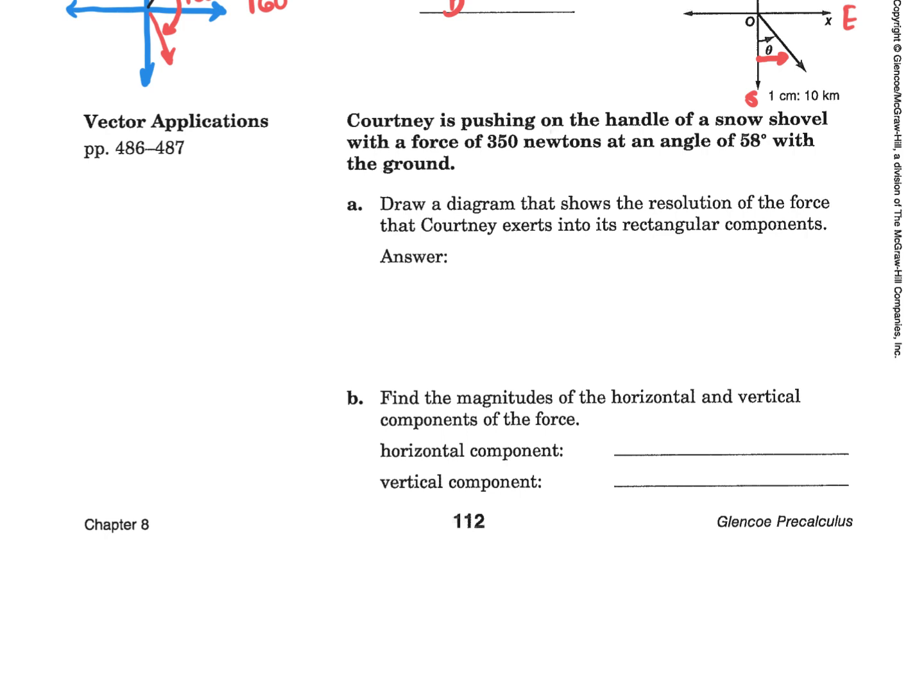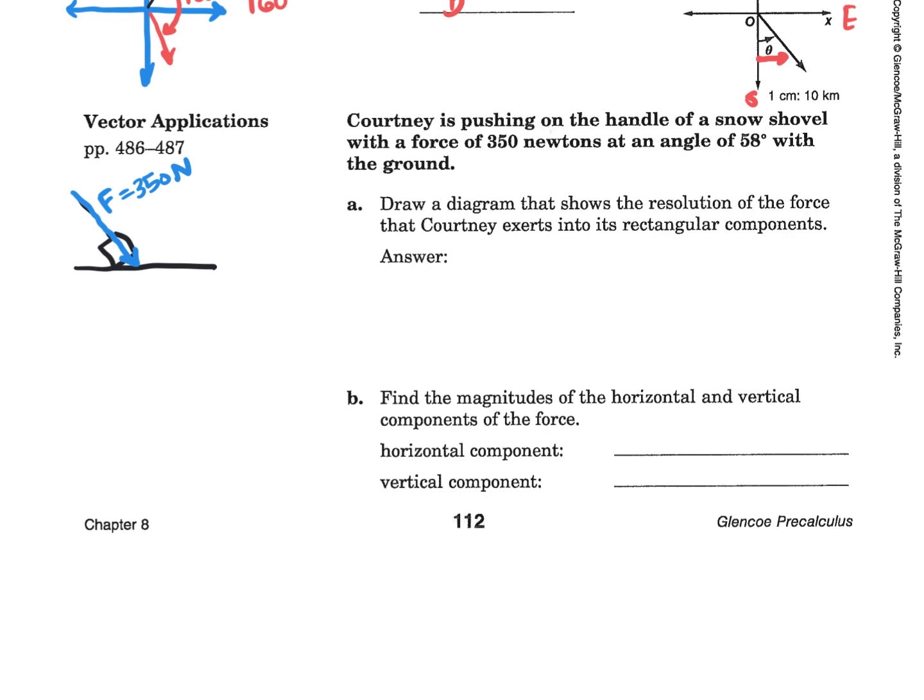Courtney's pushing the handle of a snow shovel with a force of 350 newtons at an angle of 58 degrees with the ground. So this is going to be how we use vectors, all right? This is how we use them in physics. We're going to draw a picture. It says, draw a diagram that shows the resolution of the forces that Courtney exerts in the rectangular components. Okay? She's pushing. She's got a snow shovel, doesn't she? Pushing on the ground at, how hard is she pushing? Yep, this is our force. We are pushing down with a force here of 350 newtons, big N for newtons.